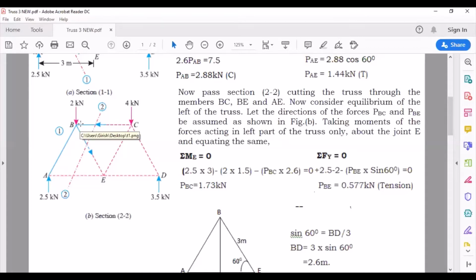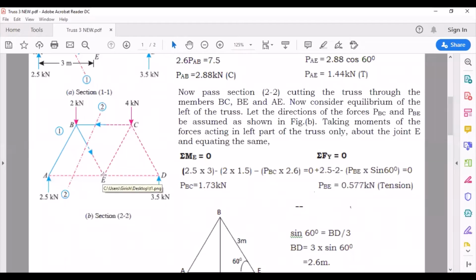Now for that, I'll consider sigma moment about E. As I told you, you're going to consider the moment center and select that point on the other side of the section. Since you are considering the left portion for the solution, you choose the moment center on the other side of the section. So I have taken E as the moment center.